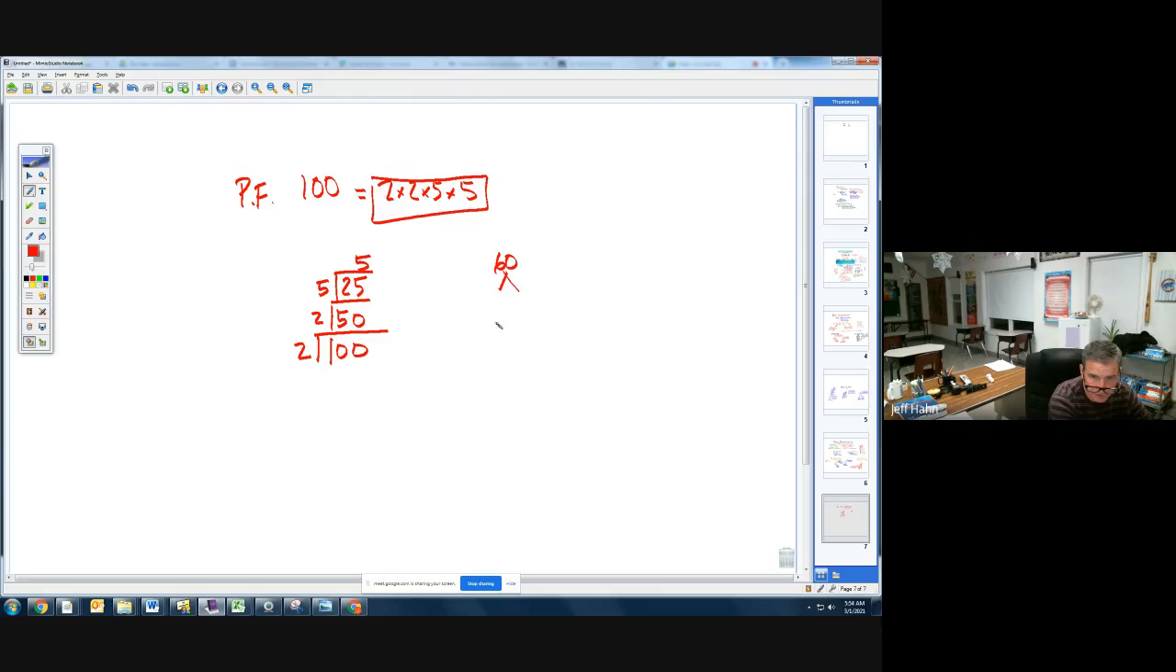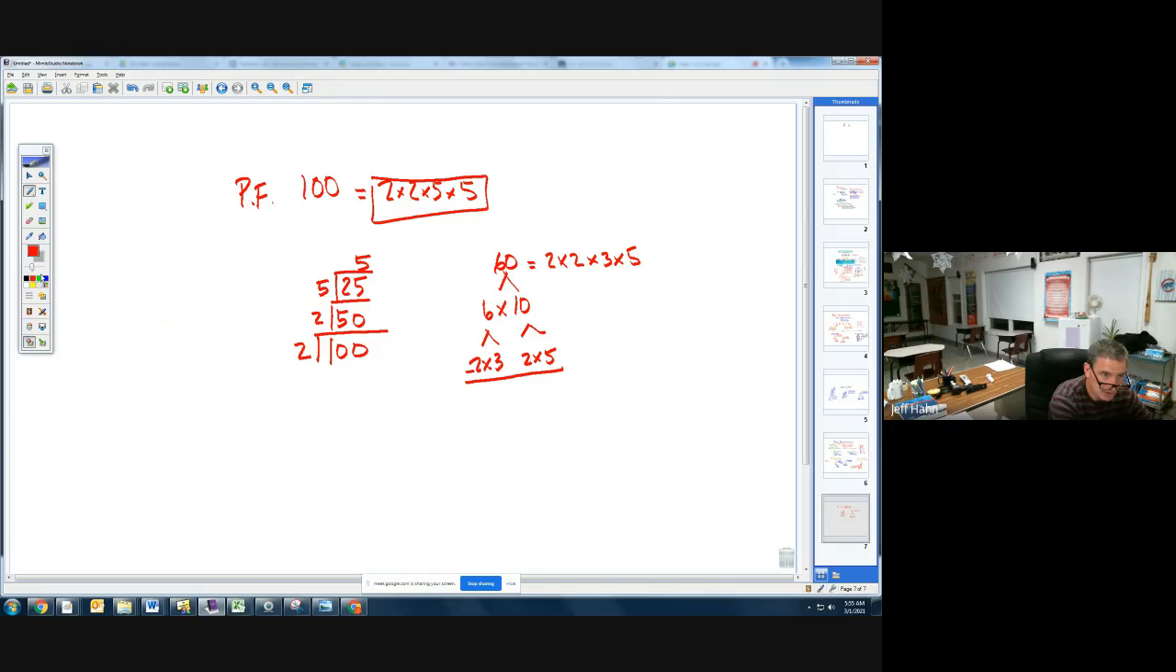Let's do a factor tree. What times what gives me 60? Well, 6 times 10. Neither one of those are prime, so I split those up. 6 is 2 times 3, and 10 is 2 times 5. All of those are prime, so I can stop. The prime factorization of 60 is 2 times 2 times 3 times 5. And again, I like to try to order them from least to greatest.